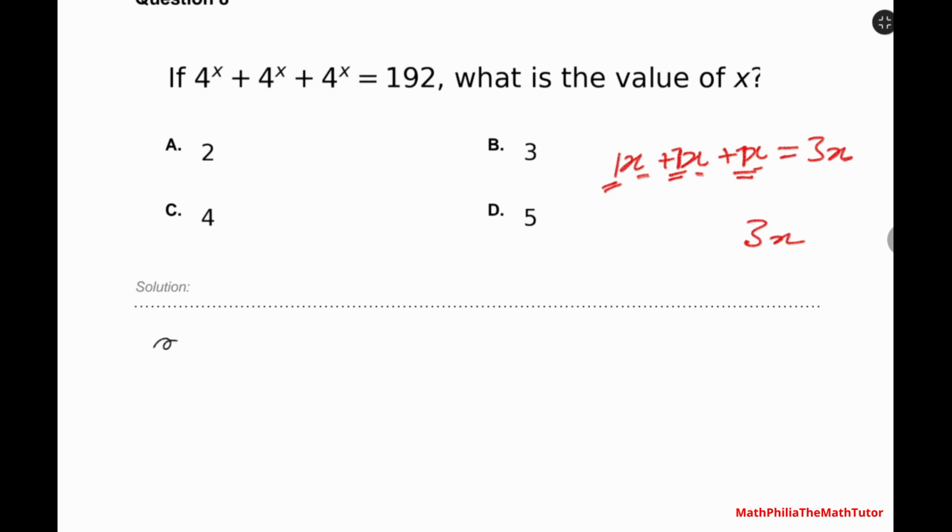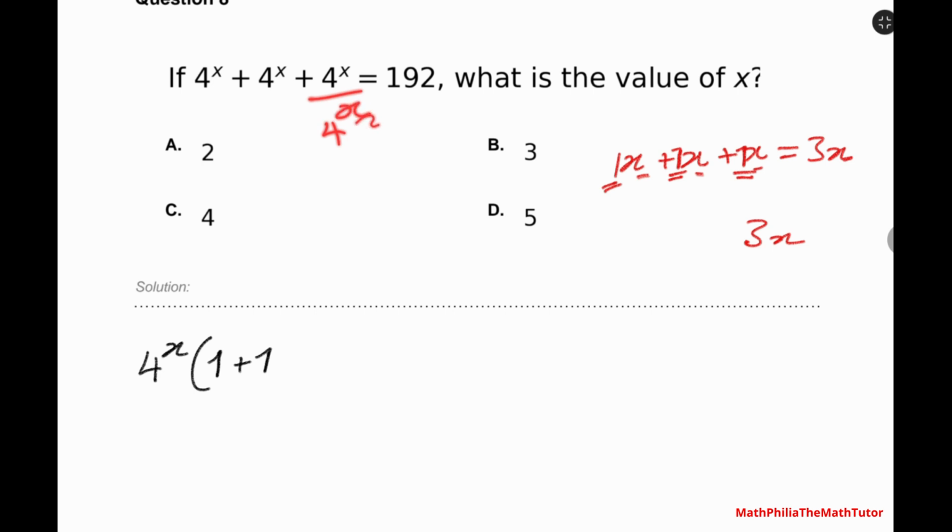You can factorize, okay? You can say, okay, 4 raised to the power of x, or 4 exponent x, is common. You take it out. Well, if you divide this by 4 raised to the power of x, the answer is 1. The same thing applies to this one again, 4 raised to the power of x. If you divide, the answer is 1 plus 1.